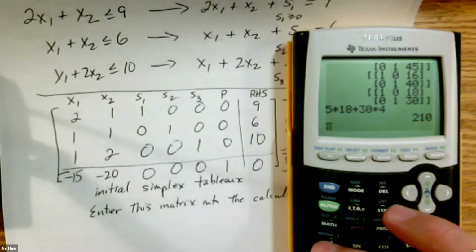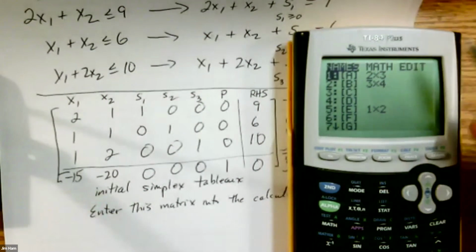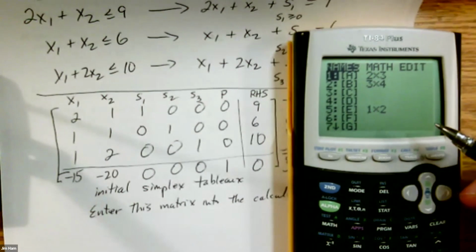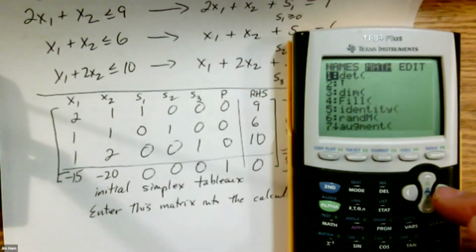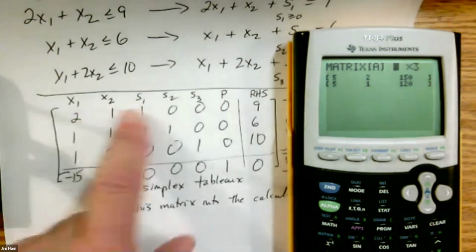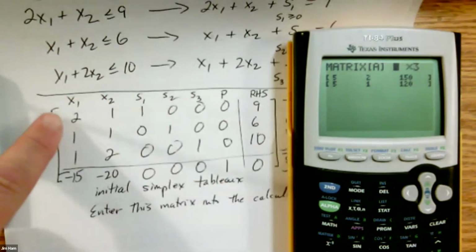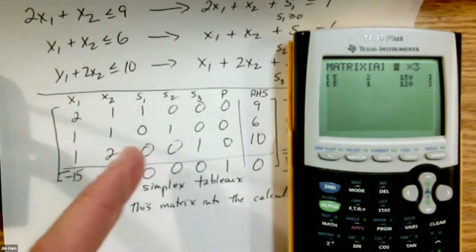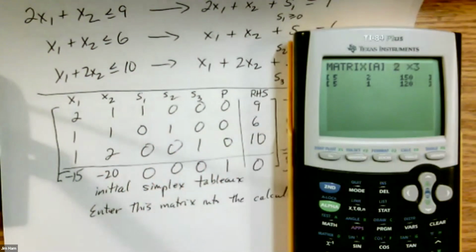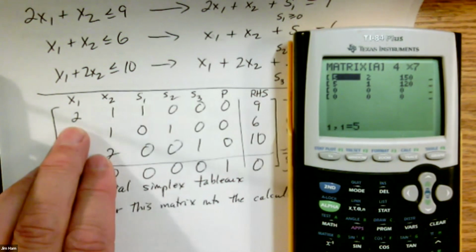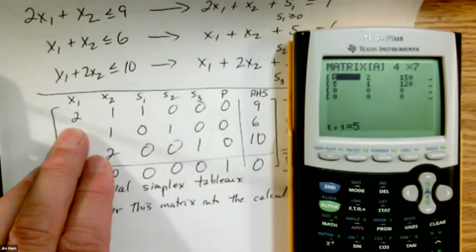All right, so I'm going to go into the matrix menu. I'm not running the program yet. The first thing I have to do is to enter in the matrix. And then when I run the simplex program, the only thing I need to do is to tell the program, here's the matrix you want to use. All right, so we're going to go over to edit. And then we have to enter in this matrix. Now this matrix has 4 rows and 1, 2, 3, 4, 5, 6, 7 columns. So it's a 4 by 7 matrix. And then row by row, I have to enter in all 28 of these numbers.